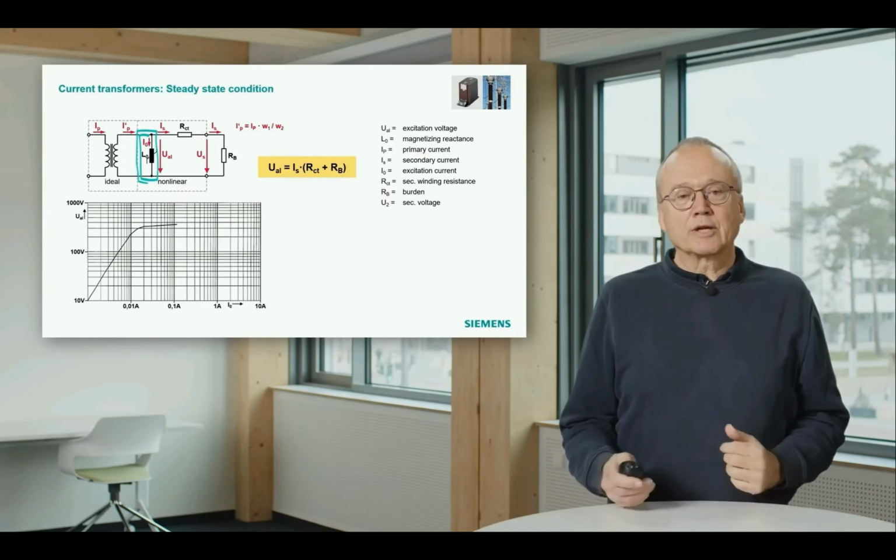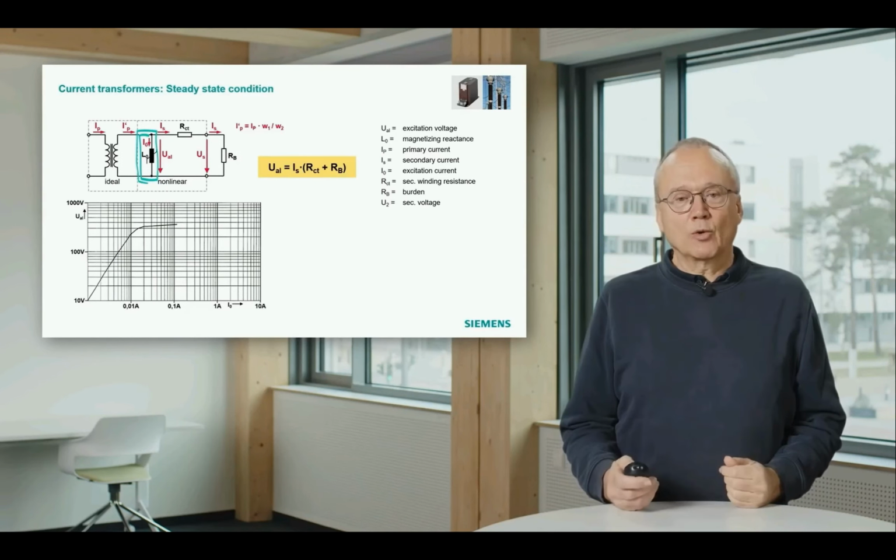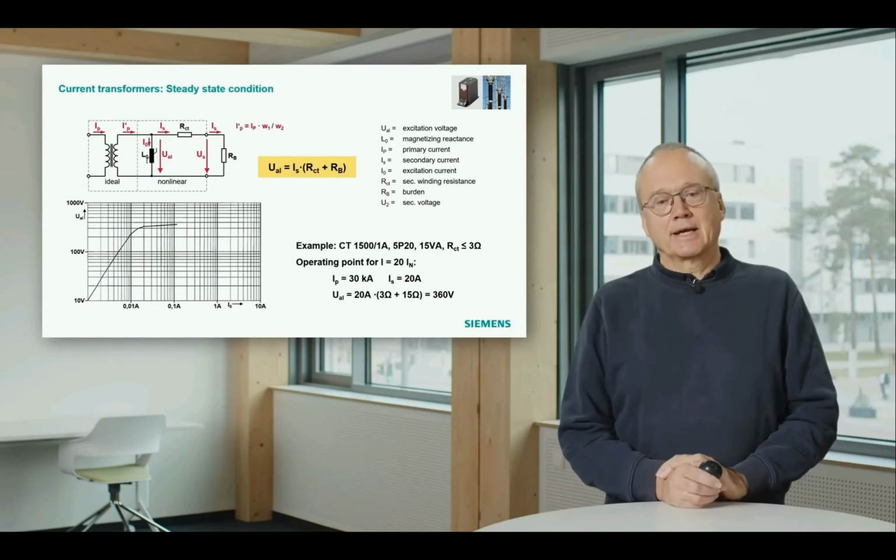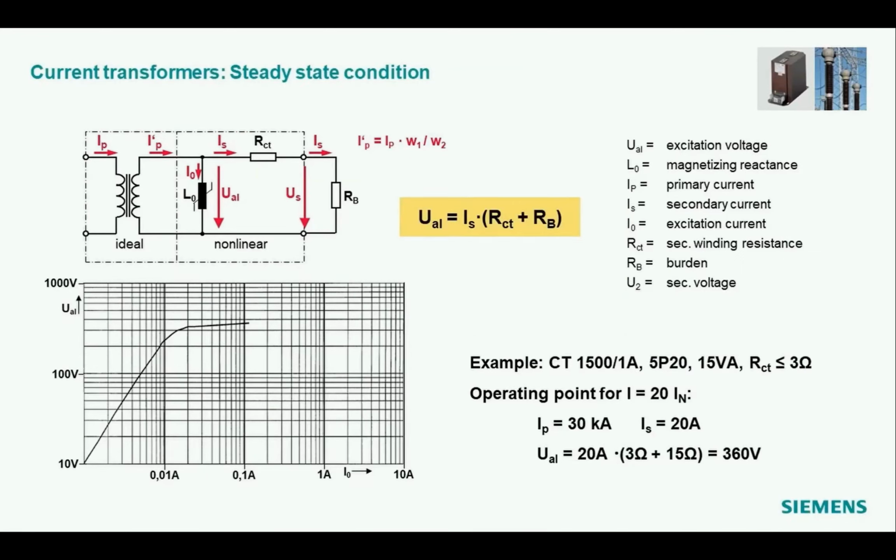And I would like to give an example to show how that works. For the example, we take a current transformer 1500 amp to 1 amp. Primary rated current is 1500 amp. Secondary rated current is 1 amp. And the class of the current transformer is 5P20.